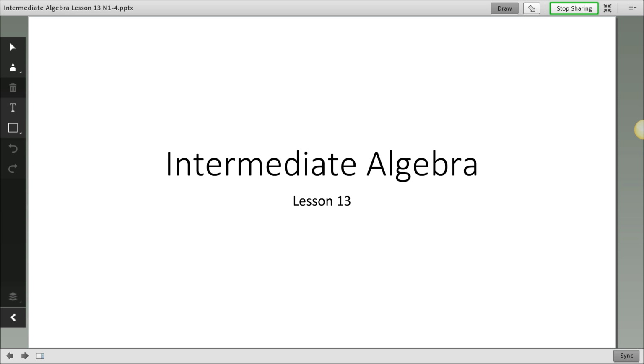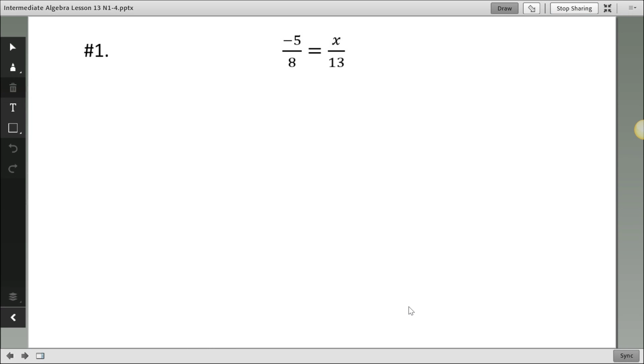This is Mr. Rowe. We're taking a look at intermediate algebra. This is part B. I didn't put that, but it is part B. We're focusing on lesson 13, and we're going to look at the first four problems. So let's get started. I'm going to show you what exactly you need to show me for your work and how each one should be solved.